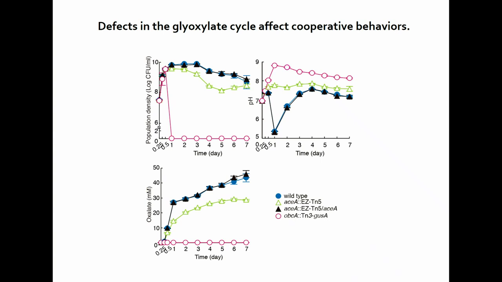So we mutated the glyoxylate cycle and saw what happens in terms of cooperative activity. This is population density. This is the wild type, the blue. They grow very well. They reach almost 10 to the 10 cells per ml after one day, and they maintain good population density even after 1 week. This pink line is the OVCA mutant, the oxalic acid minus mutant. They die. They collapse. There's a huge population collapse because they don't make oxalic acid, probably.